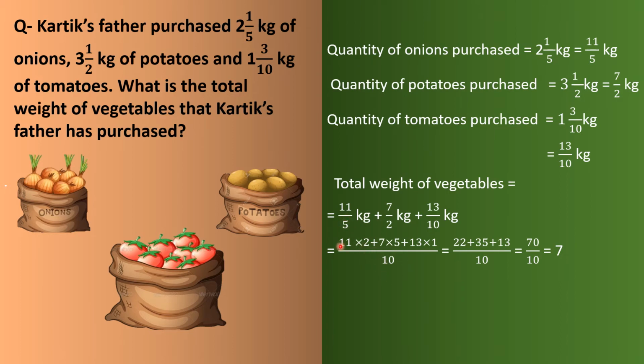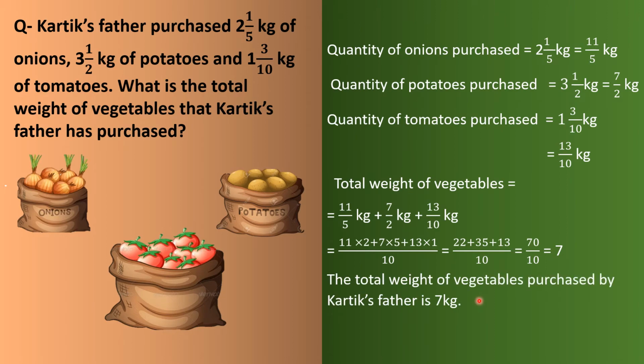5 2s are 10, so it is 11 multiplied by 2, plus 2 5s are 10, so it is 7 multiplied by 5, plus 10 1s are 10, so it is 13 multiplied by 1. Now just solve this part. 11 2s are 22 plus 7 5s are 35 plus 13 1s are 13. Now add all these numerators: 22 plus 35 plus 13 is 70. 70 by 10, just simplify it and you will get 7, since 10 7s are 70. The total weight of vegetables purchased by Karthik's father is 7 kilogram.